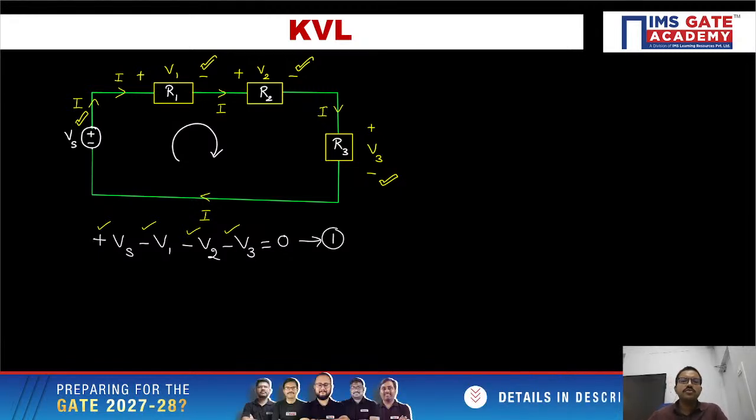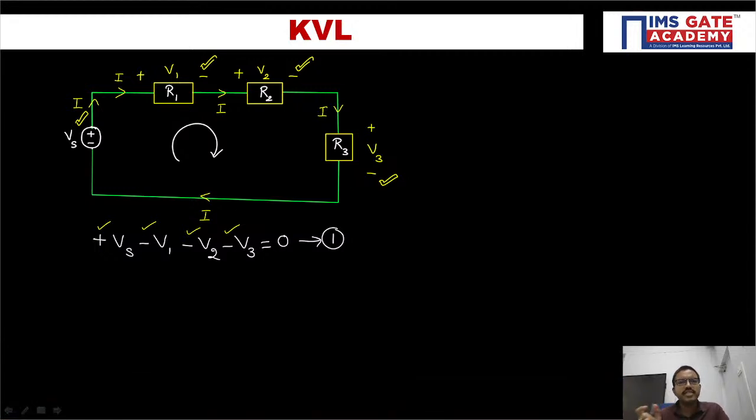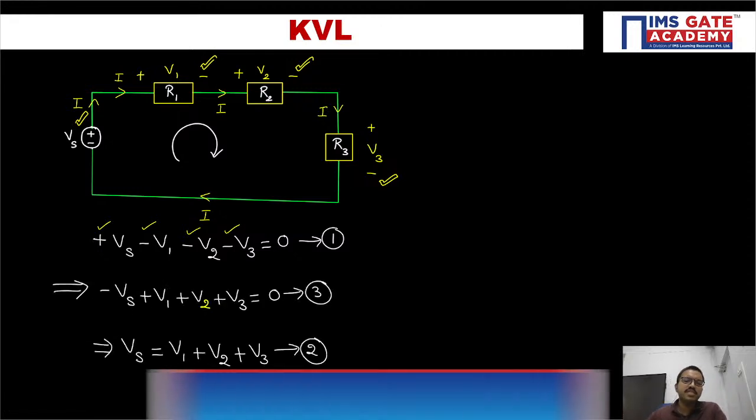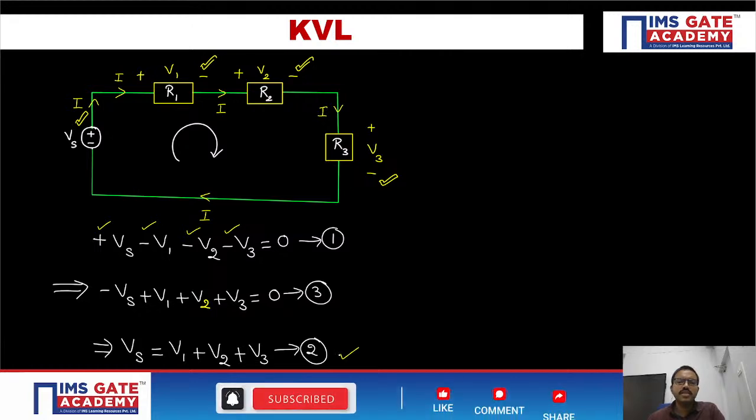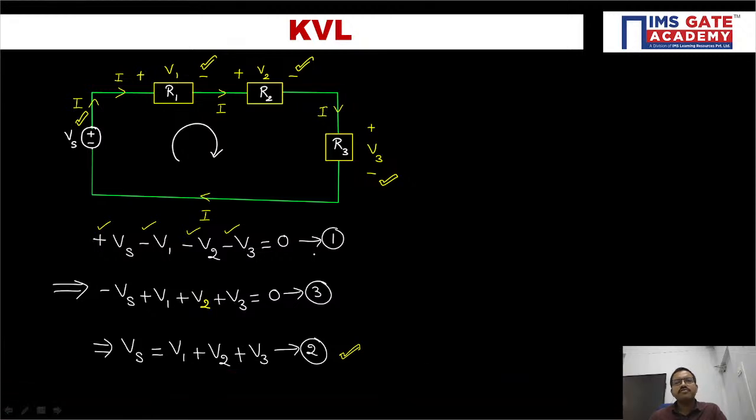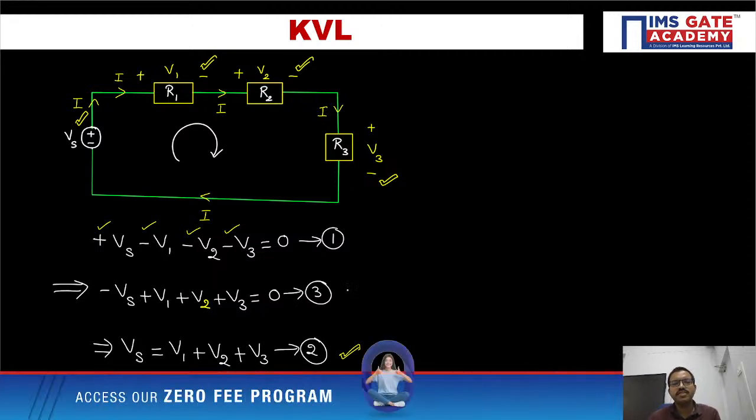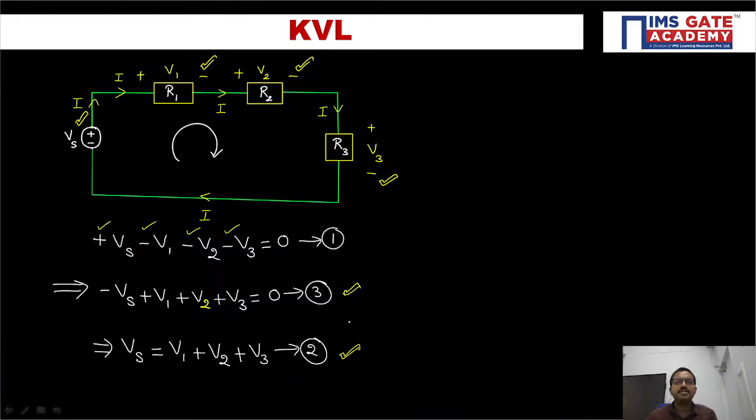If you bring the negative terms to the other side, they become positive. So you get Vs equals V1 plus V2 plus V3. This is equation number 2. From equation 1, if you take minus as common, you get minus Vs plus V1 plus V2 plus V3 equals 0. Then on both sides you can multiply with a minus sign; 0 times minus 1 is 0 only. So you get one more equation, equation number 3.